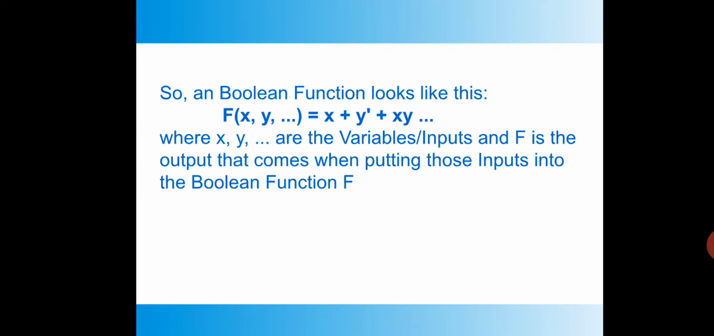So a Boolean function looks like, say they have given an example of Boolean. Function f of x comma y and so on. So there can be so many parameters, equal to x plus y dash plus xy and so on. So it's one syntax for a Boolean function. So how a Boolean function will look like. Based on that, you can go for the next step.